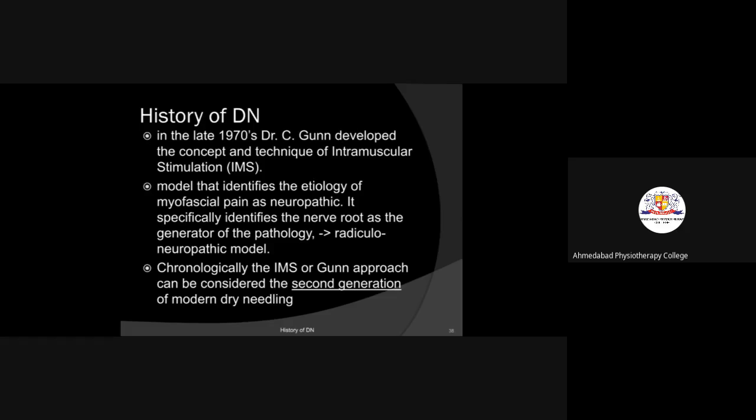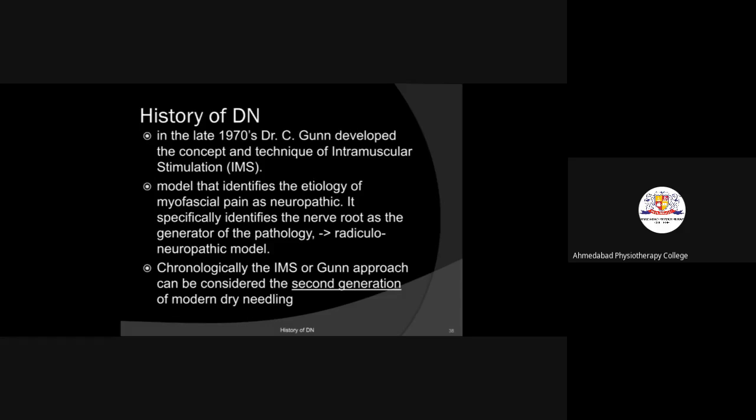Gunn. And what C. Gunn found is intramuscular stimulation. That was based on the concept where basically the pathology is in the muscle, for example, a trigger point, but the root is in the nerve. For example, if the patient has cervical radiculopathy, and because of that there is a trigger point development in any of the muscles supplied by the same nerve, that can be called the second generation.